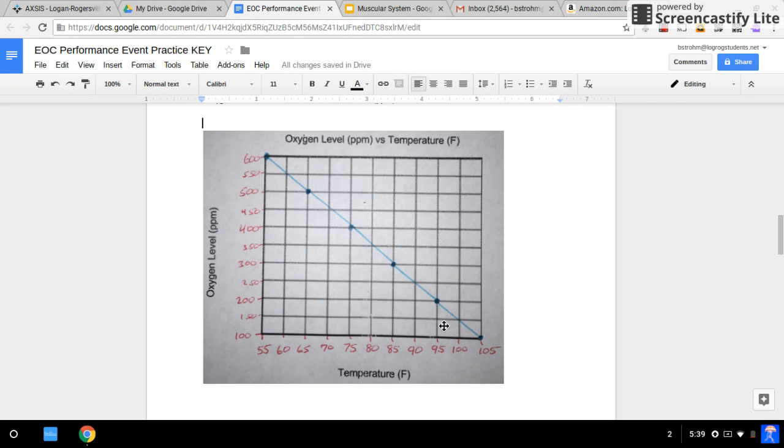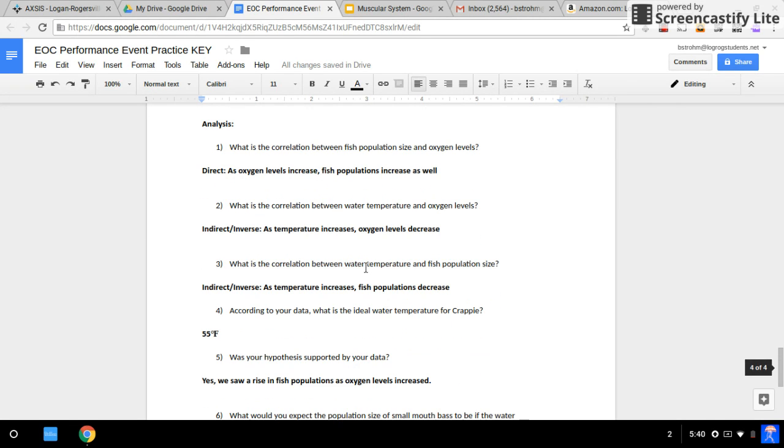shows. And you can see that as the temperature is increasing, the oxygen levels are decreasing, and that is something that we see. Oxygen is a gas, and as liquids increase in temperature, the gases lose some solubility, so they can't dissolve as much gas into them as the liquid increases in temperature. So as the temperature of the water is increasing, the oxygen level is decreasing. So that is an inverse or indirect relationship. As temperature increases, oxygen decreases.